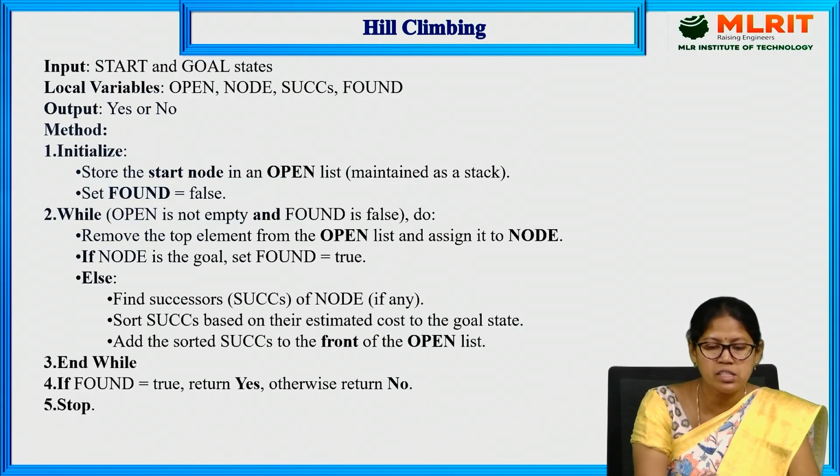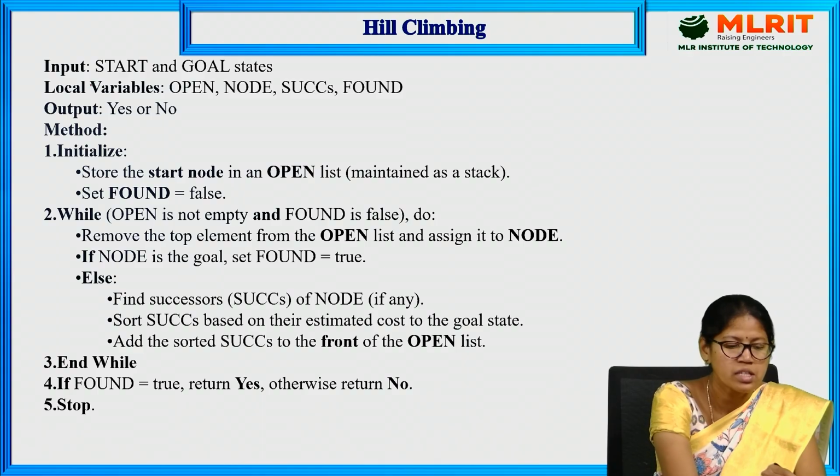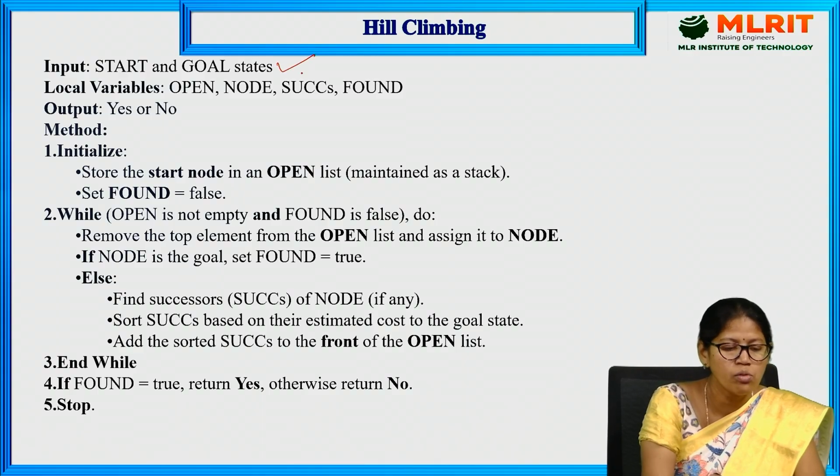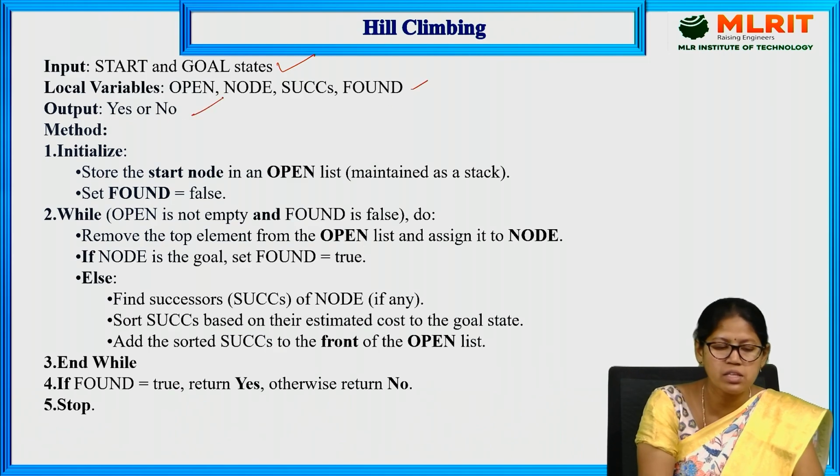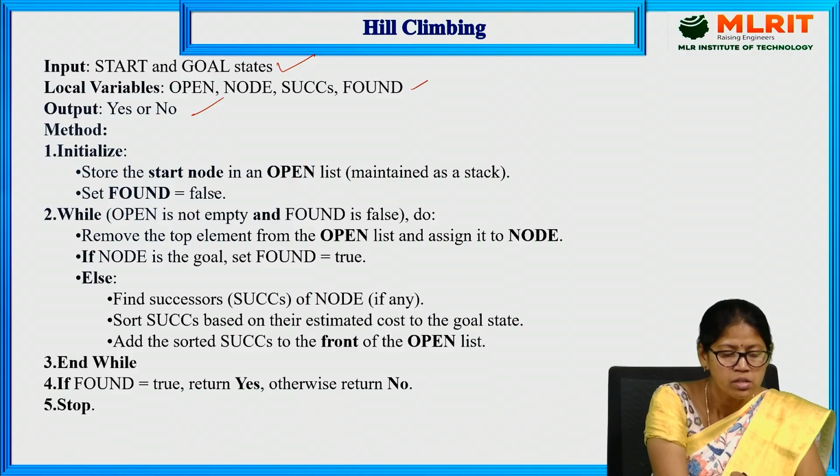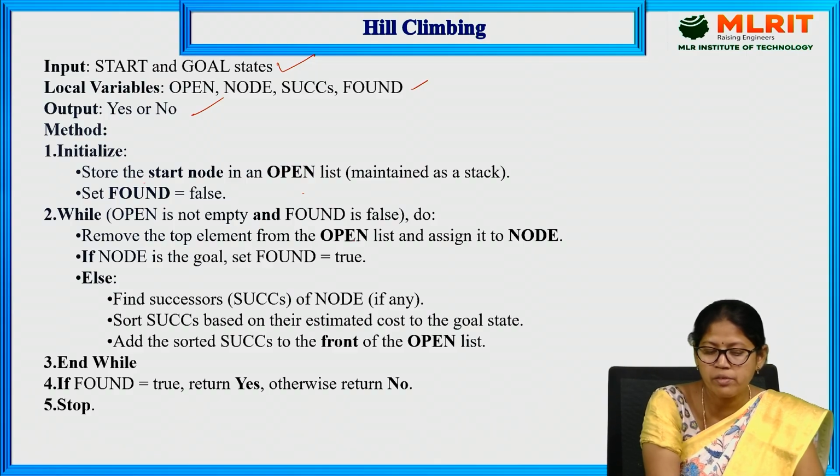Next, let's see the algorithm. I said already, the input contains the start and goal states; local variables are open, node, successors and found. The output is yes if the path exists, and no if there is no path. Initially the open contains the start node and found is false. While open is not empty and found is false, remove the top element from the open list and assign it to node.